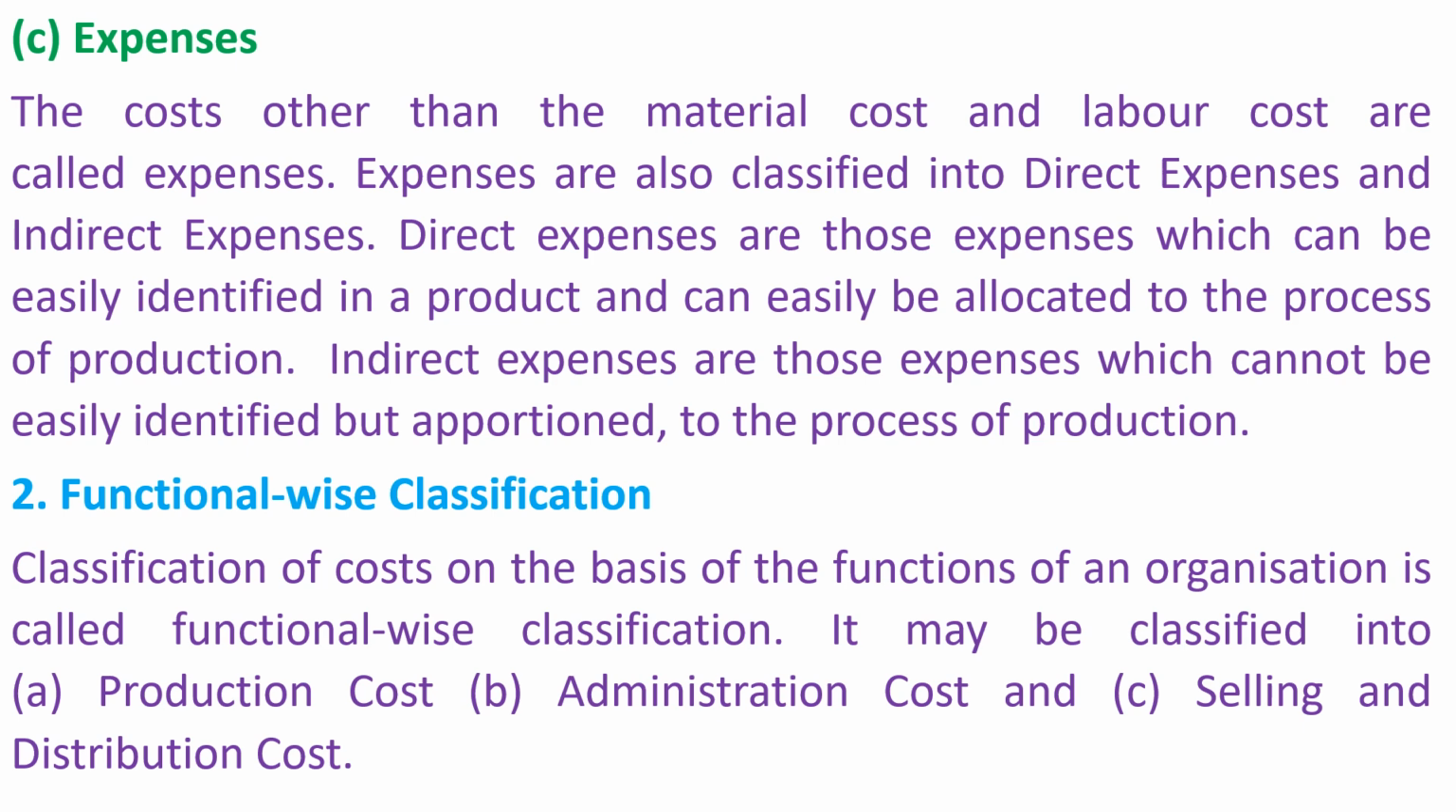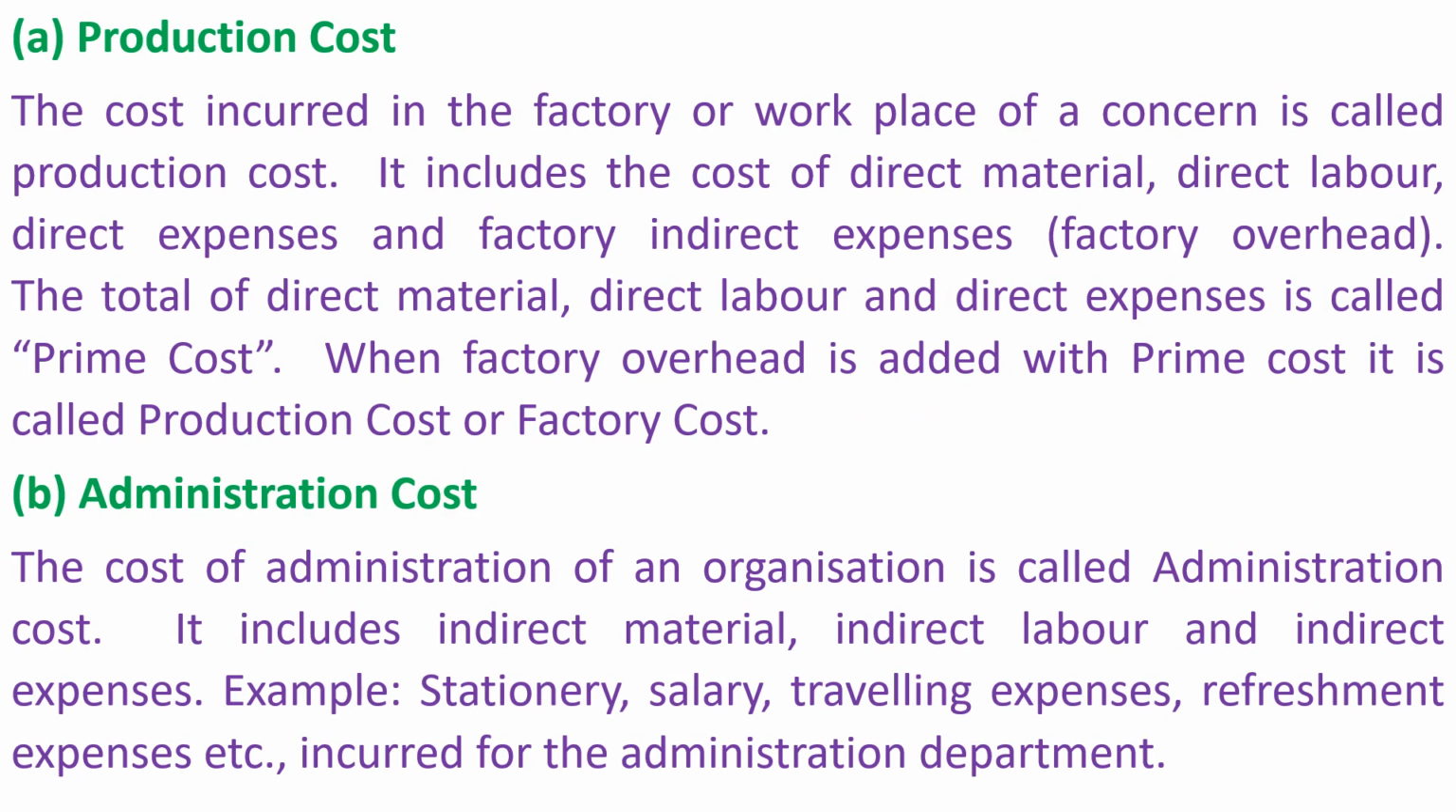It may be classified into a. Production cost, b. Administration cost, and c. Selling and distribution cost. A. Production cost. The cost incurred in the factory or workplace of a concern is called production cost. It includes the cost of direct material, direct labor, direct expenses, and factory indirect expenses, factory overhead. The total of direct material, direct labor, and direct expenses is called prime cost. When factory overhead is added with prime cost, it is called production cost or factory cost.